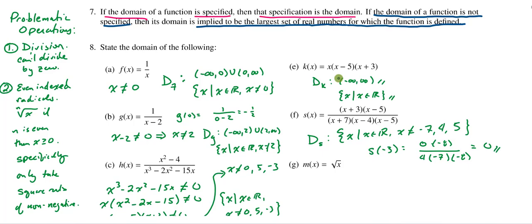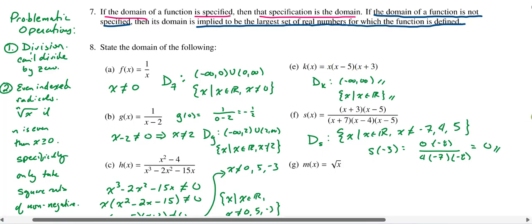A lot of students think that we should exclude 0 and 5 and -3 from the domain of this function. That's where you can get into trouble. What problematic operation am I doing in this function? Let's go identify. Is it number 1 or number 2? It's actually neither of them. In fact, if you were to expand this whole thing out, what you actually have is a polynomial. And the domain of a polynomial, unless otherwise restricted, is all real numbers.